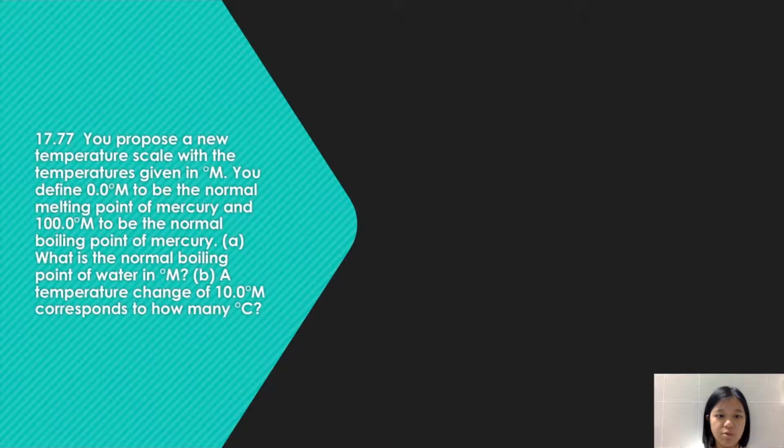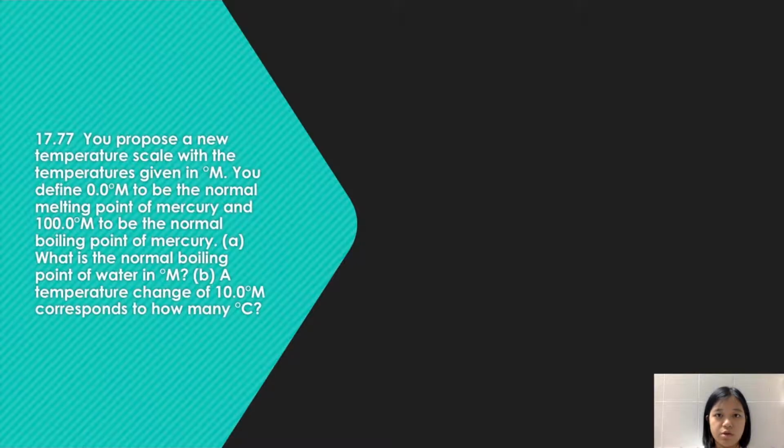17.77. You propose a new temperature scale with the temperatures given in degrees M. You define the 0 degrees M to be the normal melting point of mercury and 100 degrees M to be the normal boiling point of mercury. What is the normal boiling point of water in degrees M? A. Temperature change of 10 degrees M corresponds to how many C?